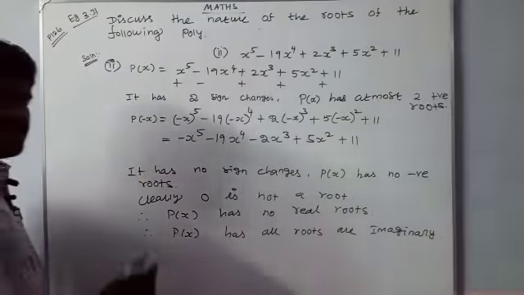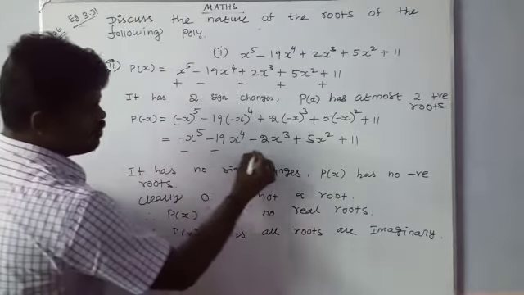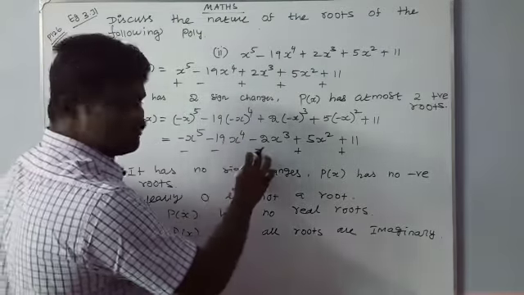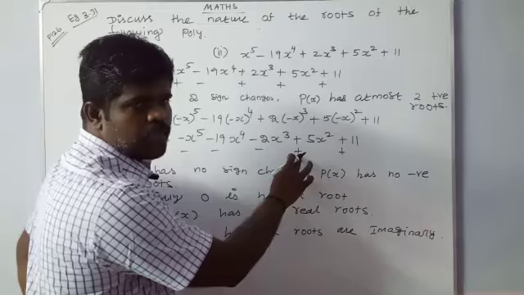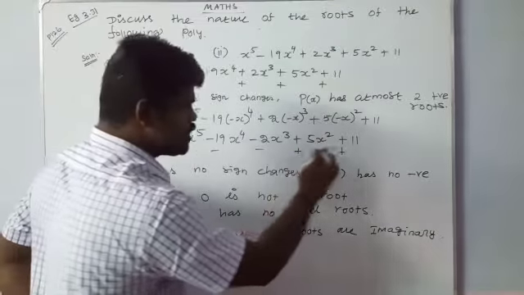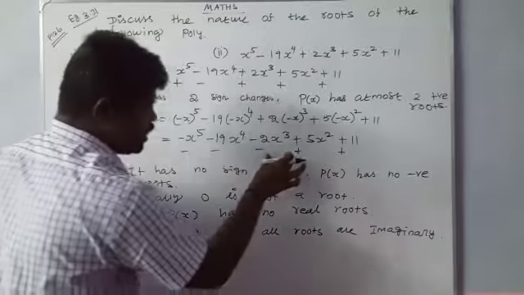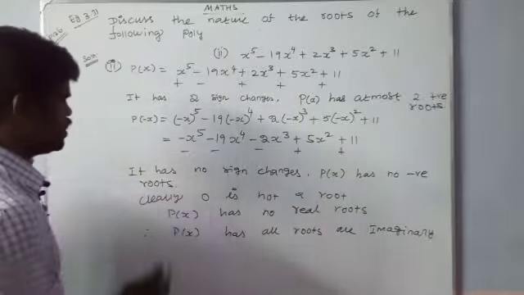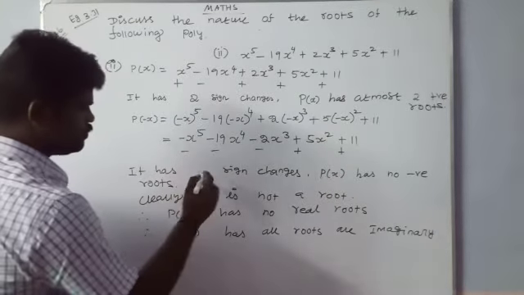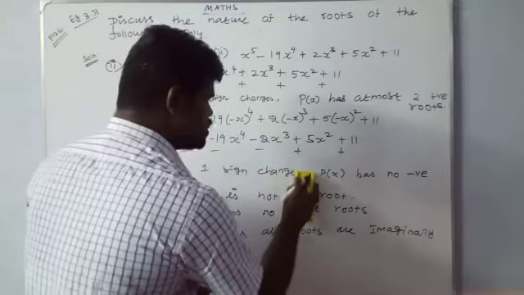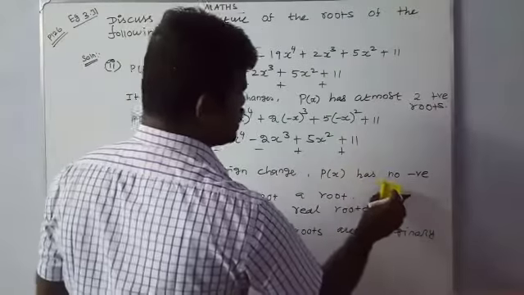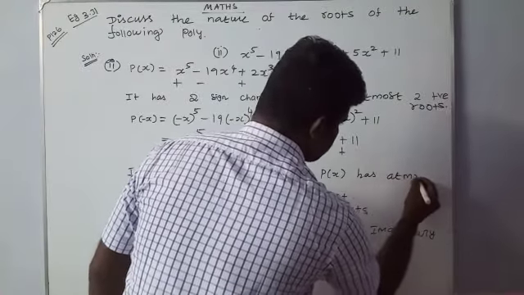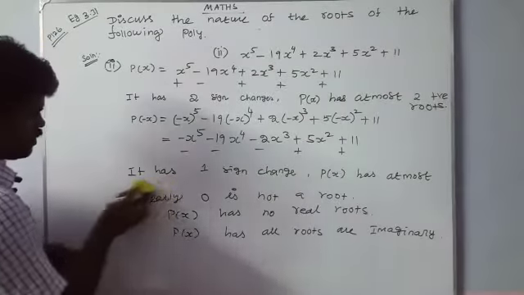So how many sign changes are here? Minus, minus, minus, plus, plus. There is no sign change between the first ones, and from minus to plus there is one sign change, and plus to plus none. This equation has only one sign change, from minus to plus. Therefore, p of x has at most one negative root.